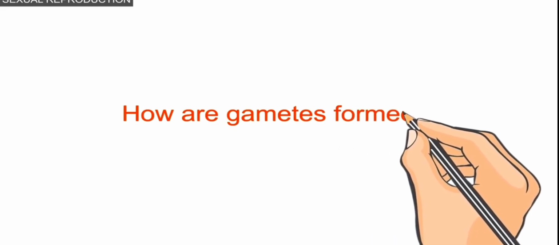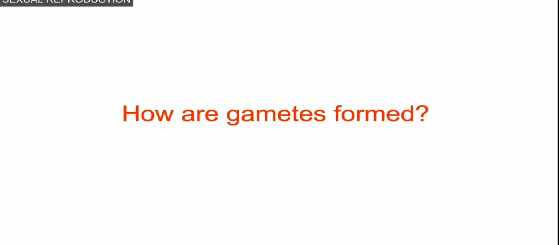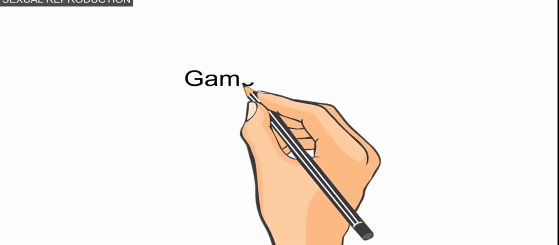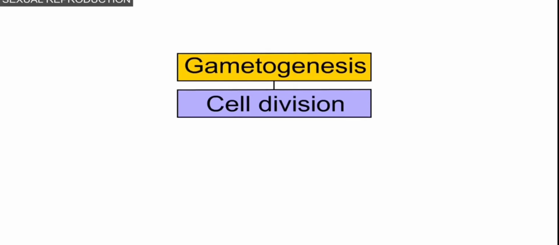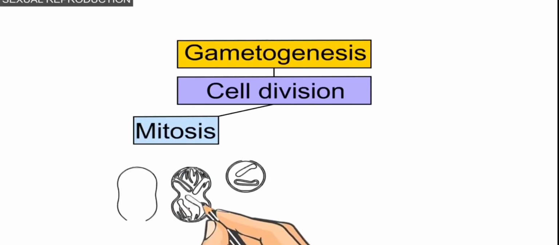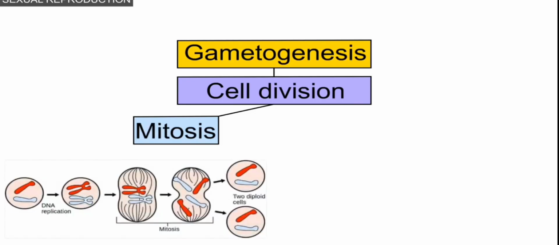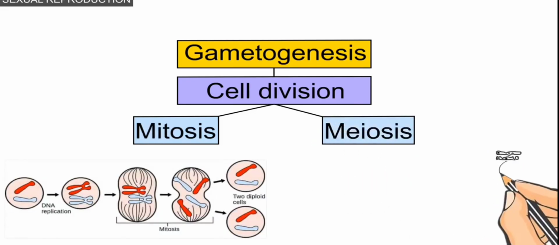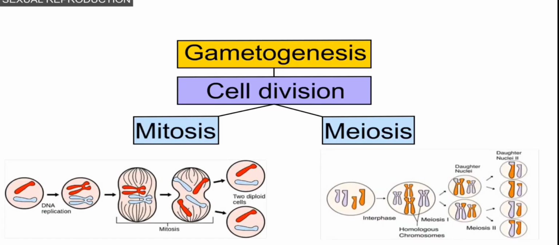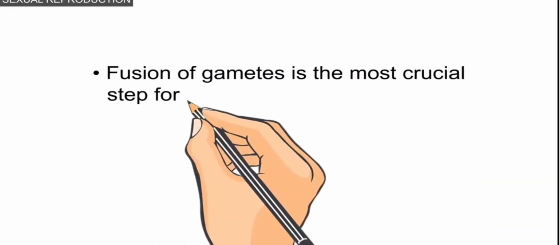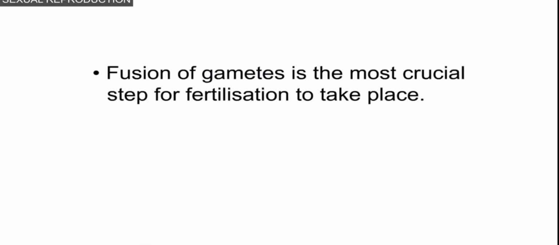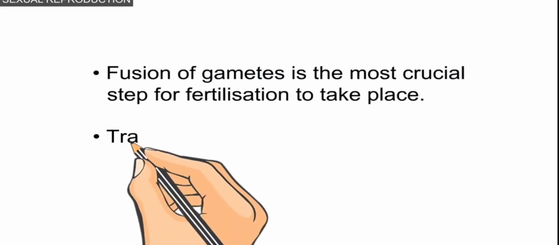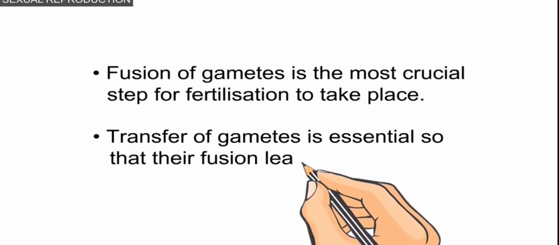So, how are gametes formed? Well, they are formed by the process known as gametogenesis, where cell division takes place by two methods. Mitosis, where a cell splits to form identical daughter cells, and meiosis, where a single cell divides twice to form four daughter cells. Sexual reproduction is all about fusion of gametes. Being biparental, it becomes essential for the gametes to be transferred so that their fusion leads to fertilization.